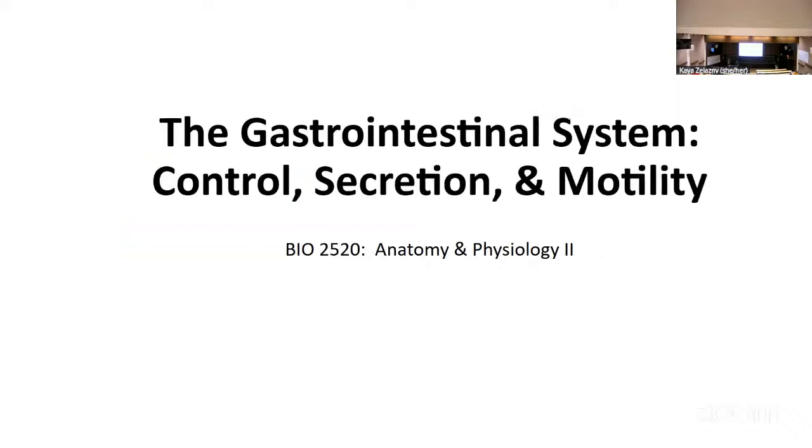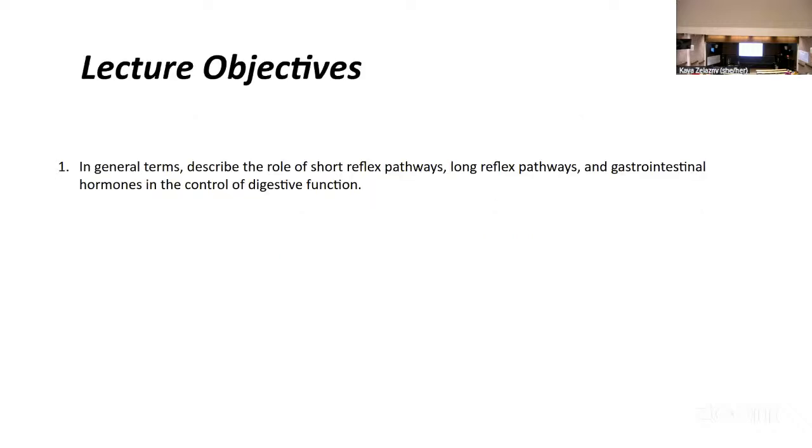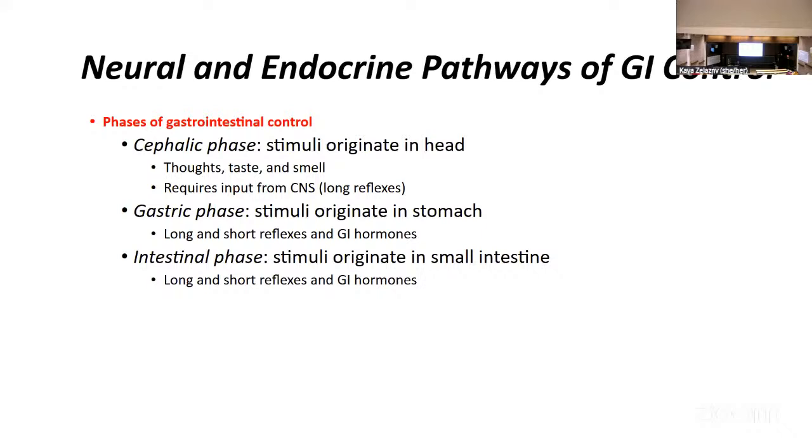So next we're going to talk about how we control digestion and how we move food through our GI tract. Okay. So we're going to start out by thinking about some hormones and some reflex pathways. Okay. So when we talk about gastrointestinal control, kind of in a big picture perspective, we're often going to divide where our signal for whatever response that we're looking at is coming from. Okay. So what do I mean by that?